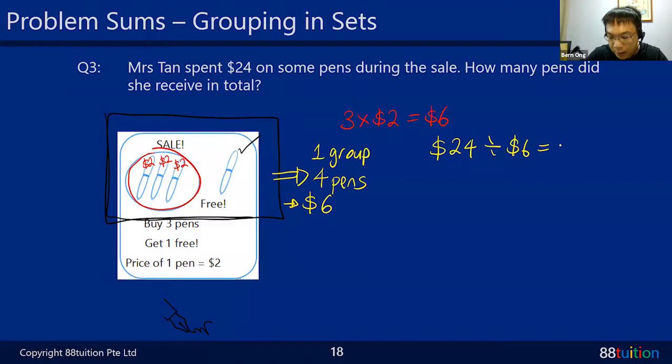Wait. One group got how many pens? One group got four pens. Four groups got 4 times 4, 16. Answer! Understand or not? All right. 16 pens.